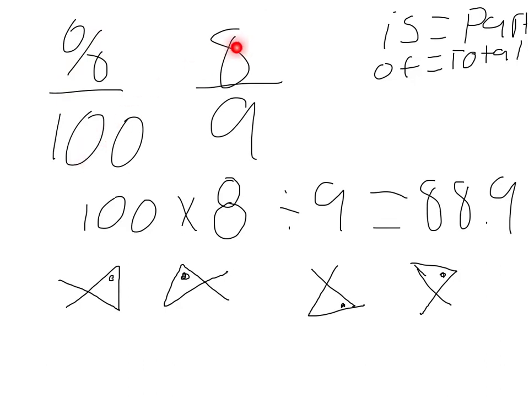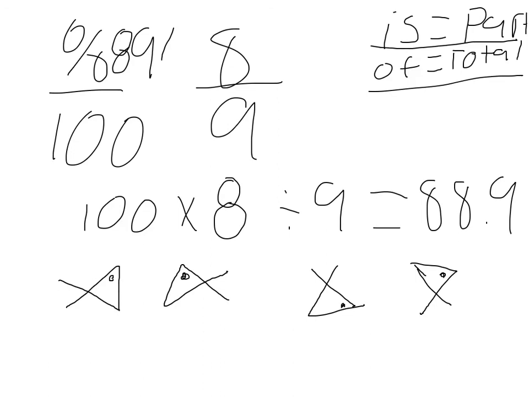100 times 8 divided by 9 equals, whoa, sorry about that. One more time. 100 times 8 divided by 9 equals 88.9%. So I'm just going to call it 89%.